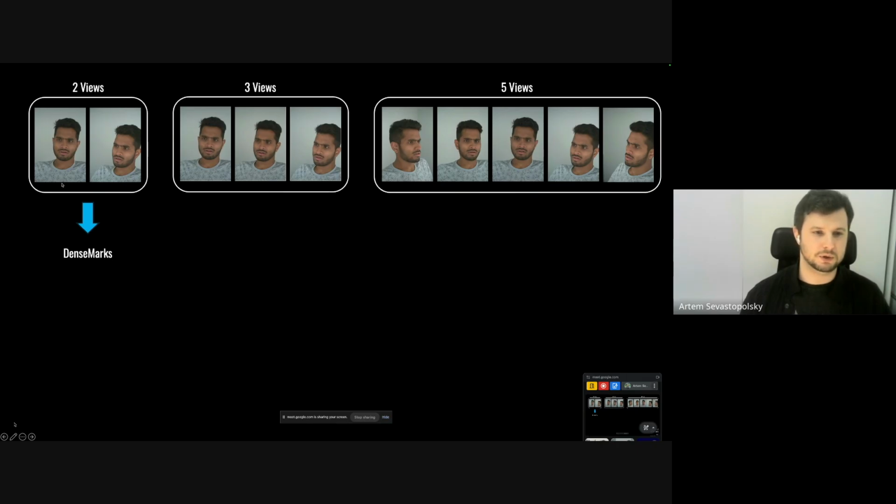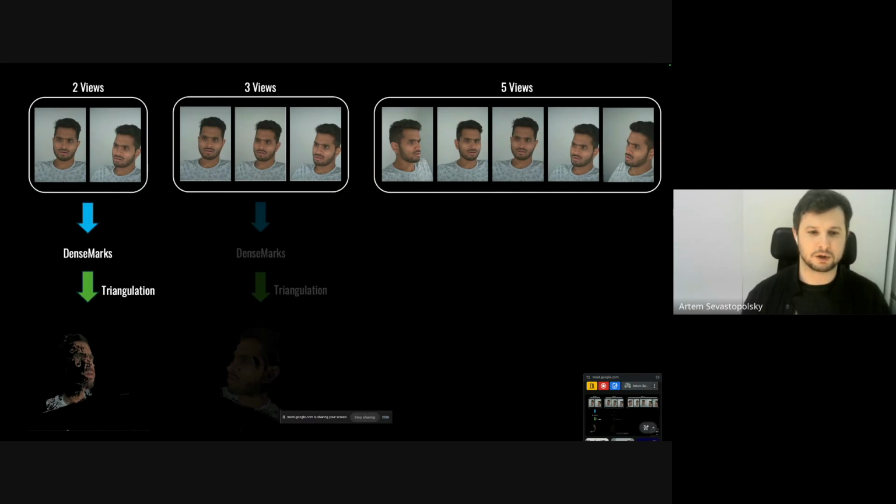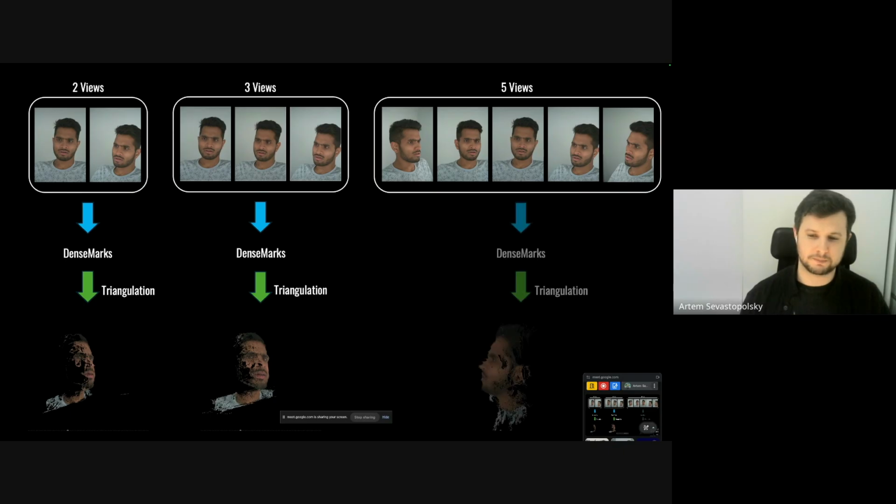What we do is we first infer DenseMarks maps for all of these images, and then we do triangulation. And this is what we obtain. The triangulation here is done on CPU, so we don't require any GPU anymore. It's done within only a few seconds on the CPU, and on GPU even faster. But for the sake of an example, it's not really important, I think.